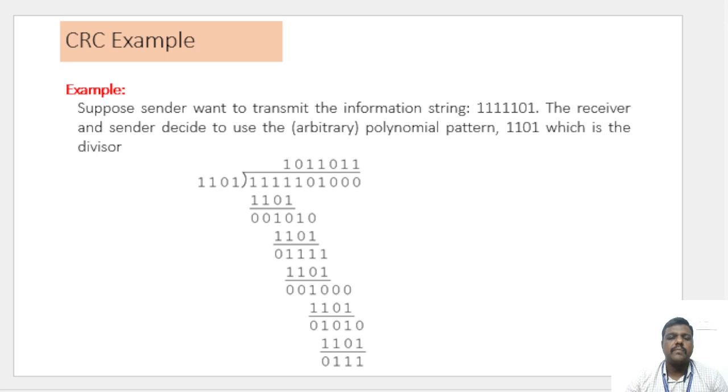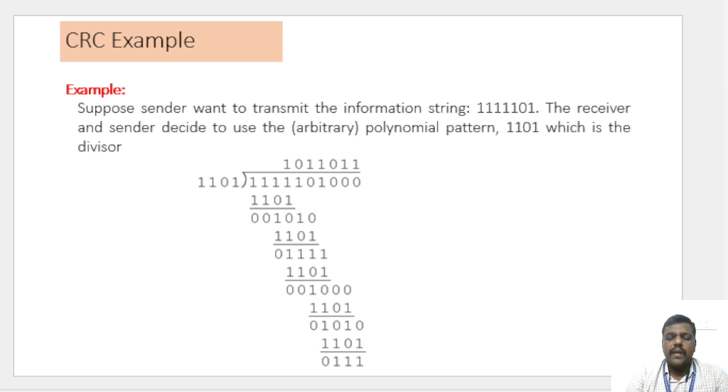Okay. So here comes an example of how we calculate this CRC. Suppose the sender wants to transmit the information string shown here. The receiver and the sender decide to use an arbitrary polynomial pattern, which is 1, 1, 0, 1, which is the divisor.